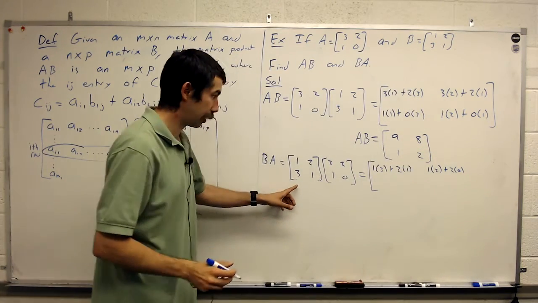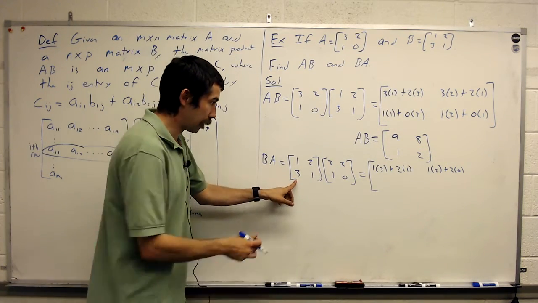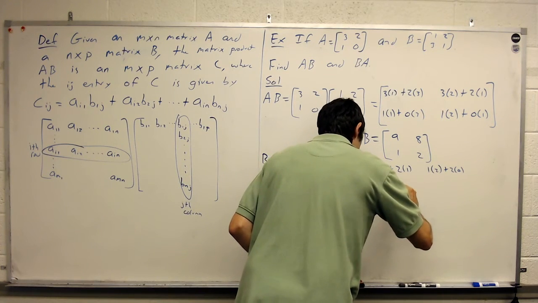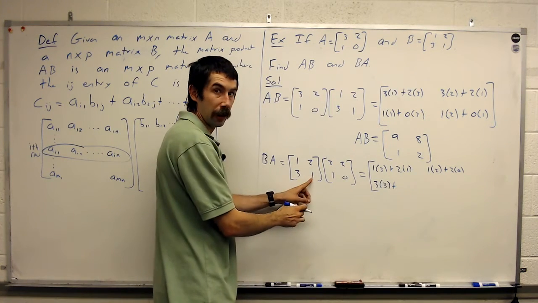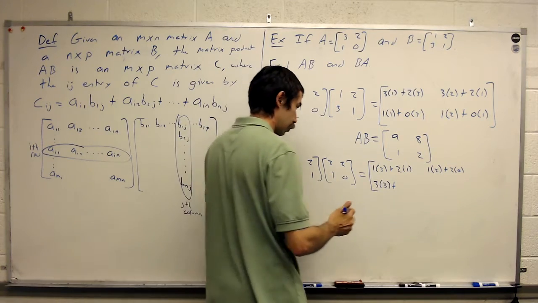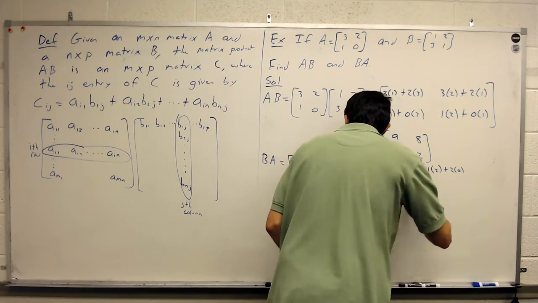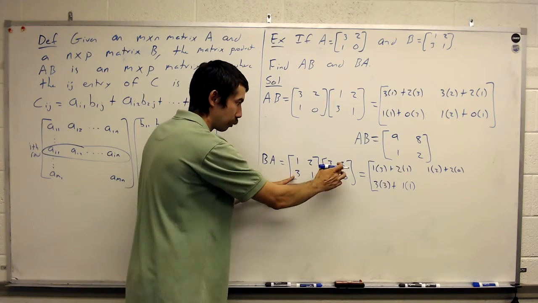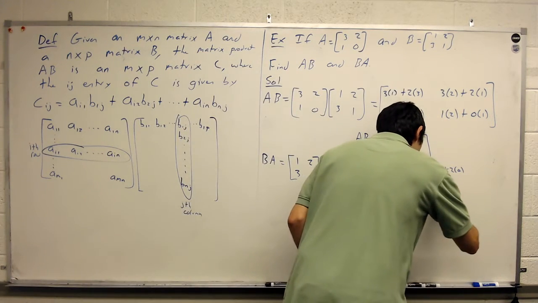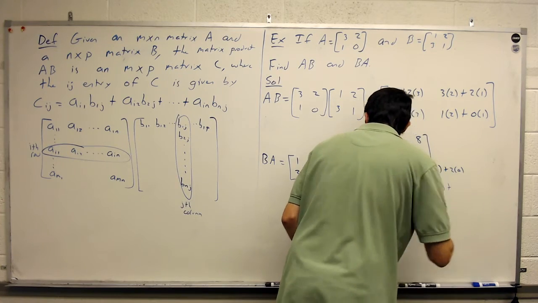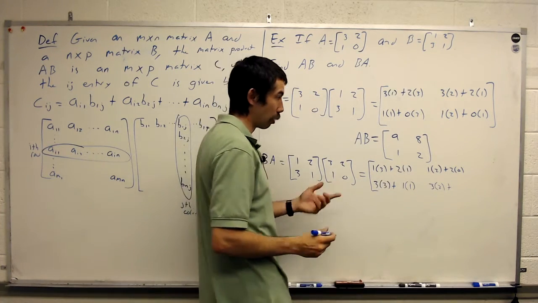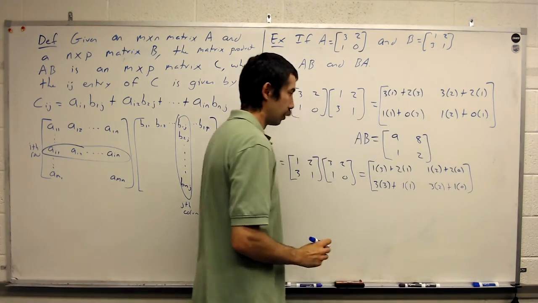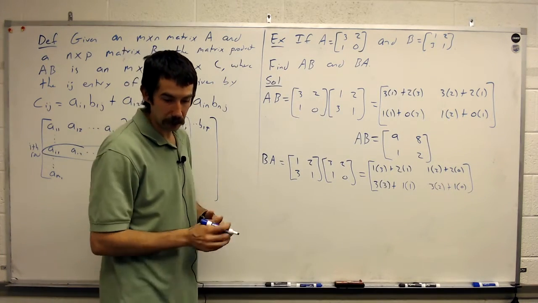Okay, for the bottom left, we go 3 times 3 plus 1 times 1. And then for the bottom right, we go bottom row, right column, 3 times 2 plus 1 times 0. All right, and now we'll figure out what these values are.